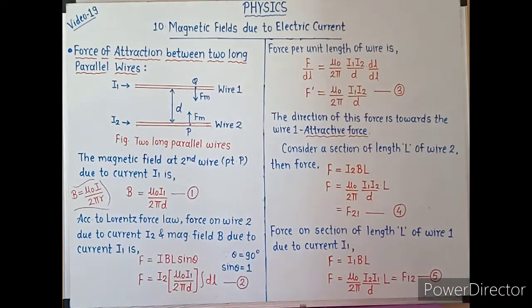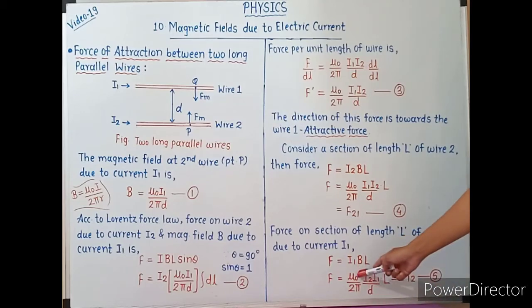Similarly, the force on a section of the same length L of wire 1 due to current I1 is F is equal to I1BL, because I1 is the current flowing through wire 1 and the magnetic field B is mu 0 I2 upon 2 pi D. So finally F is equal to mu 0 upon 2 pi I2 I1 upon D into L, and this is the force on wire 1 due to current I2 in wire 2, that is F12. This is your equation number 5.